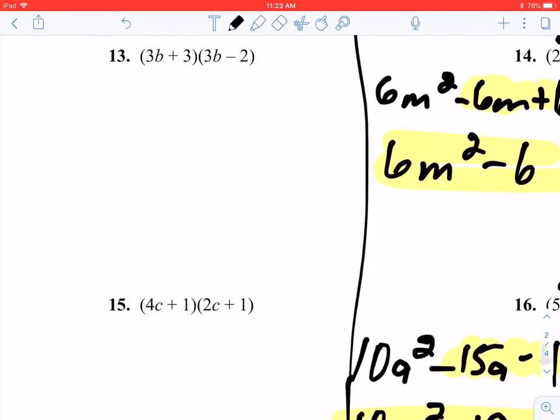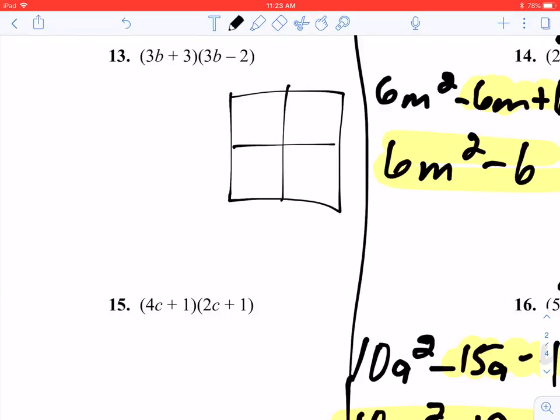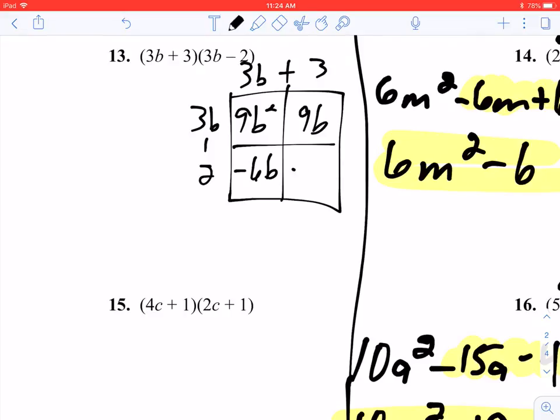All right, guys, 4 more. Box method first. Draw our box. We have 3b plus 3, 3b minus 2. 3b times 3b becomes 9b squared. 3b times negative 2 is negative 6b. 3b times 3 is 9b. And then negative 2 times 3 is negative 6. These two are like terms. So we have 9b squared, 9b minus 6b is 3b, minus 6.